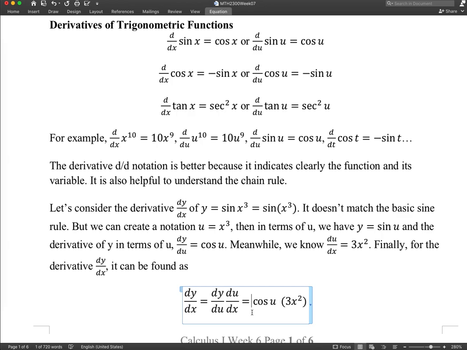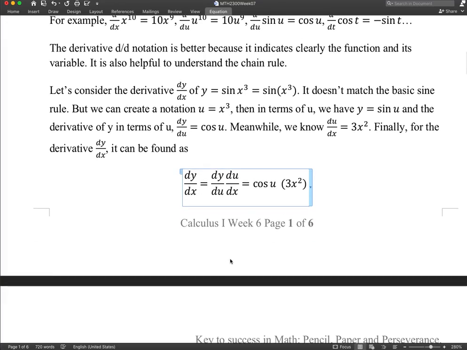And then take a look. What is the actual result we may expect? Dy du is cosine u. Du dx is 3x squared. So I just copy and paste them together. That is the product of those two derivatives. But you want to think very carefully. We are given a function in terms of x, so to calculate the derivative, we do expect the answer back in terms of x only, right? Not u and x mixed.